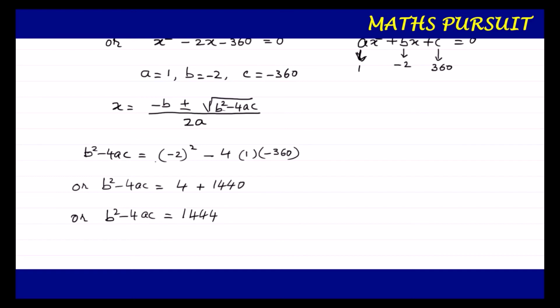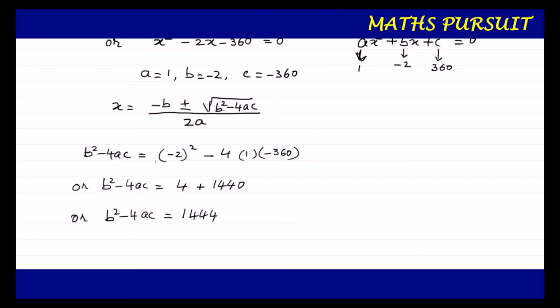And guys, with this type of equations, definitely this 1444 or whatever the result we get, if this is a quadratic equation and if it has roots, then definitely this 1444 would be a perfect square. That means if you find out the square root of 1444, we will get 38.